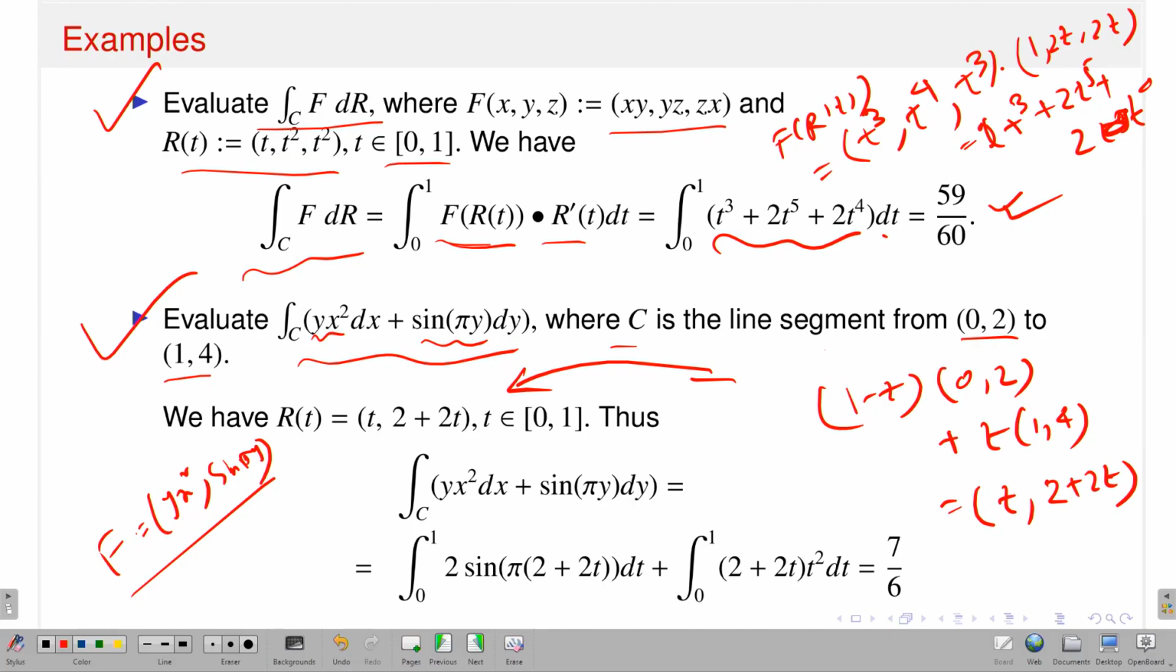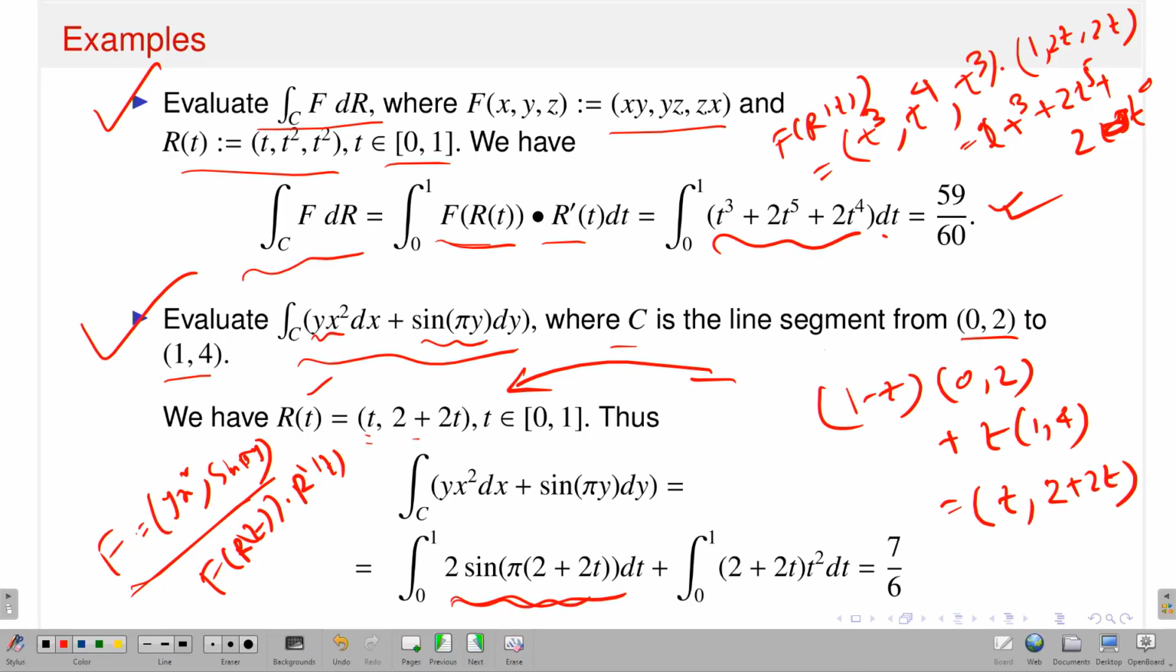So you just take the parameterization, compute F of r(t), then dot r prime of t. If I do that, you just calculate it, it's very easy because you will have F and you will have r(t). What you have to do is F of r(t) dot r prime of t. Now what is r prime of t? It is 1 comma 2. And what about F of r(t)? r(t) is t comma 2 plus 2t. You just do some little calculations.